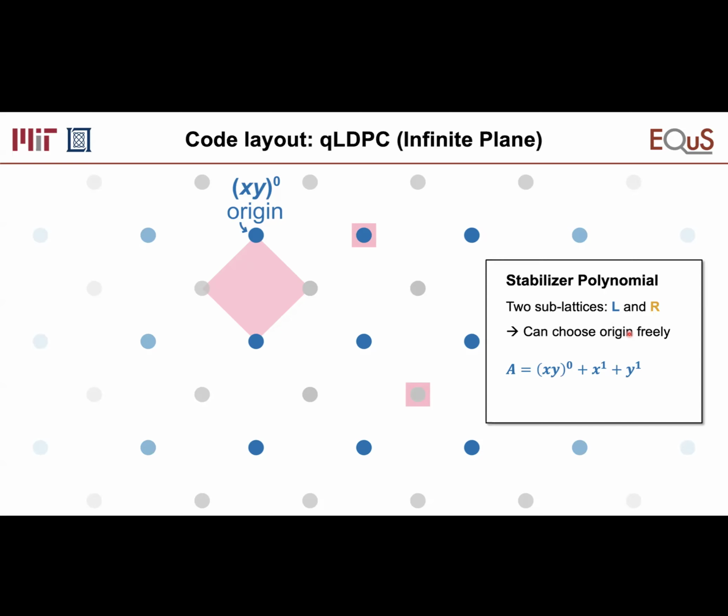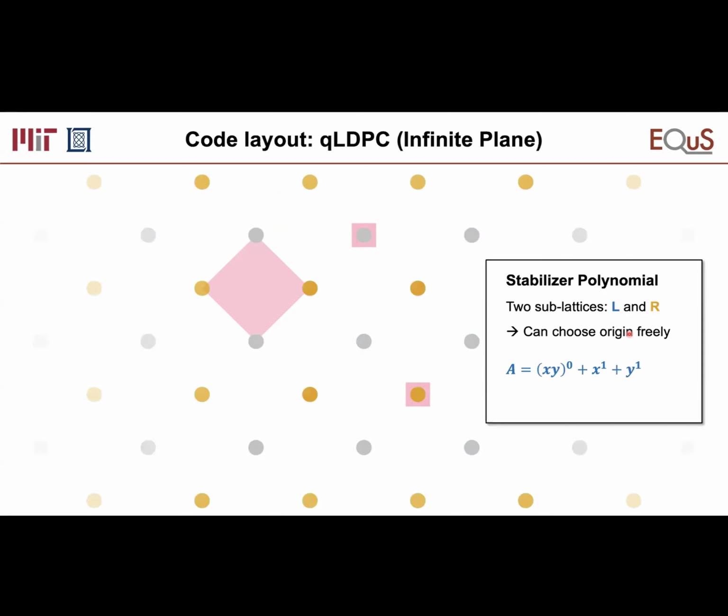x means you're taking a step to the right. So x to the power of 1 means one step to the right of the origin. y to the power of 1 means you're taking one step down from the origin. And xy to the power of 0 means you're at the origin. And so by including these monomials into your polynomial, you're saying that on the blue lattice, these are the data qubits that belong to my check. Does that make sense? It's just really the rules of the game.